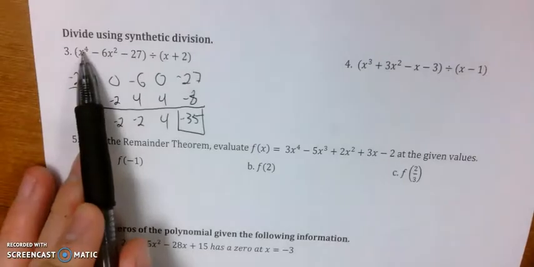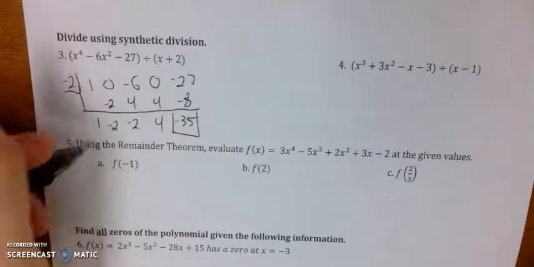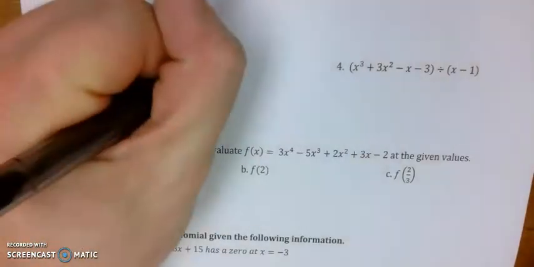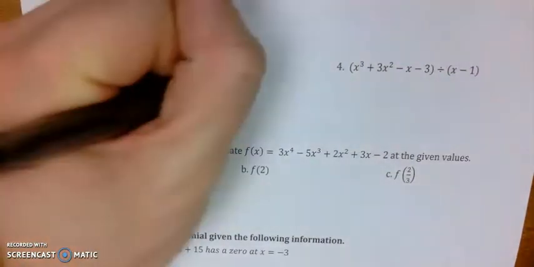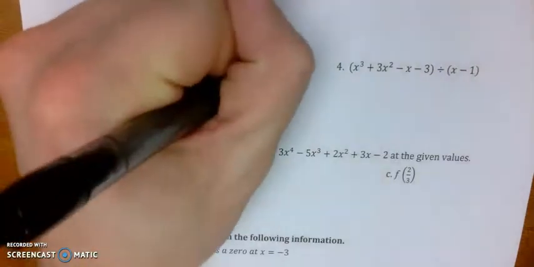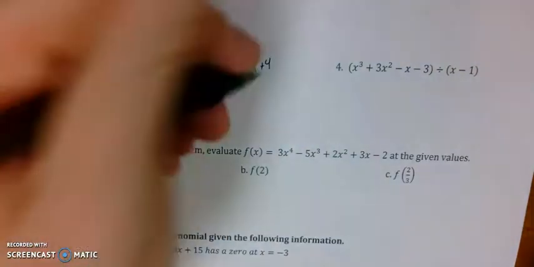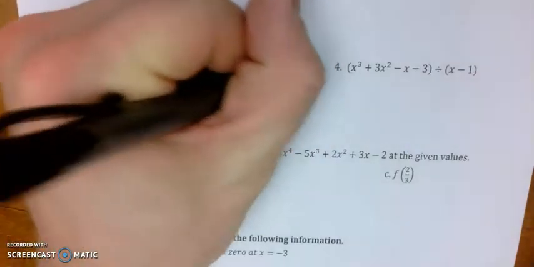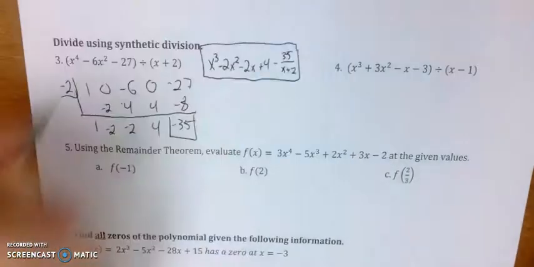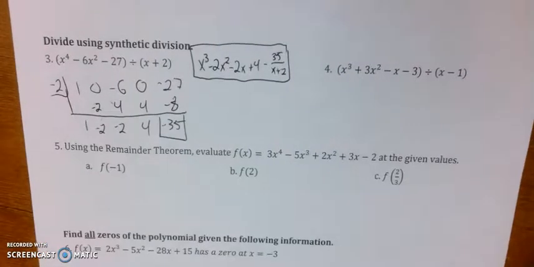If this was an x to the 4th, that means my answer, my quotient, will start off with an x to the 3rd. So I'll have 1x to the 3rd minus 2x squared minus 2x plus 4 minus my remainder of 35, and that goes over my divisor, x plus 2. Not the prettiest in the world, but hey, that was a heck of a lot faster.